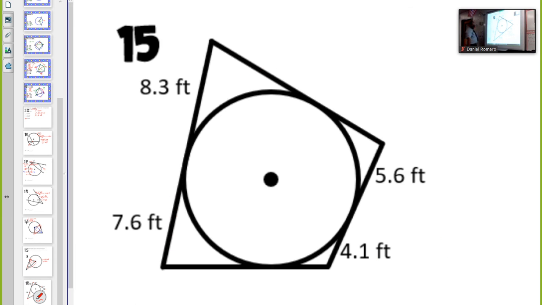All right, last one for the day. See if you guys can do this one on your own. Same exact type of thing, only this is a quadrilateral. What are you subtracting first? Yeah, we're asking for the perimeter.